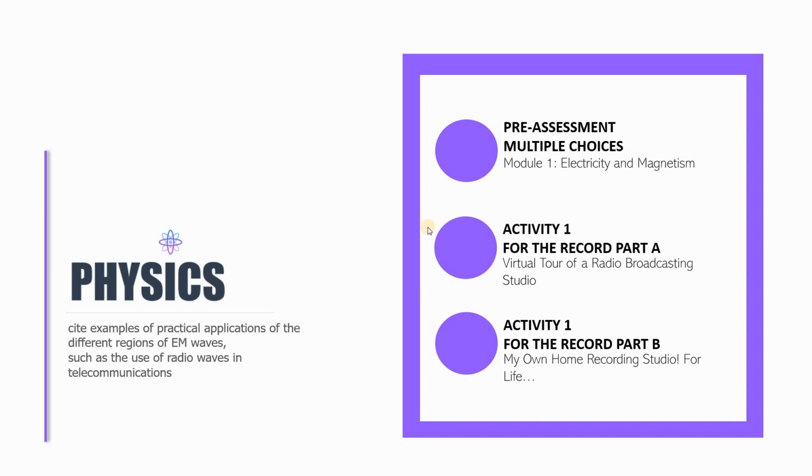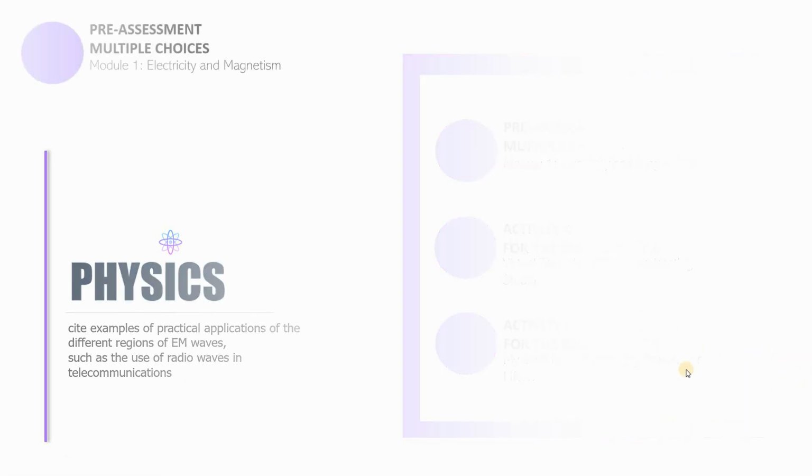This session is tackling the following learning competency, which is to cite examples of practical applications of the different regions of the electromagnetic waves, such as the use of radio waves in telecommunications. Let's begin. For the first part, the pre-assessment, you will be using a one-fourth sheet of paper because we only have multiple choice items.